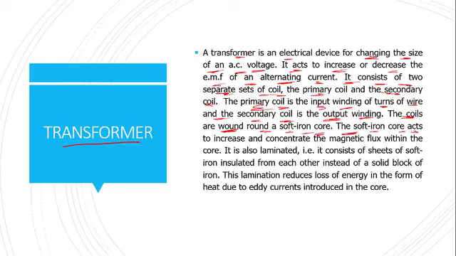The soft iron core acts to increase and concentrate the magnetic flux within the core. It is also laminated. When we talk about lamination, we mean that it consists of sheets of soft iron insulated from each other instead of a solid block of iron. One thing that this lamination does is that it helps to reduce loss of energy in the form of heat due to eddy currents induced in the core.